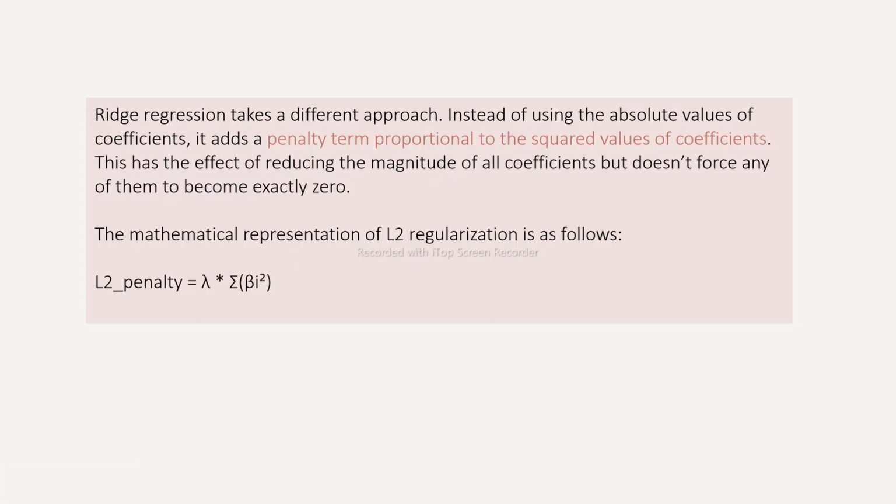Ridge regression takes a different approach. Instead of using the absolute values of the coefficients, it adds a penalty term proportional to the squared values of the coefficients. This has the effect of reducing the magnitude of the coefficients but doesn't force anything to become exactly zero. Here is the mathematical representation of the L2 regularization.